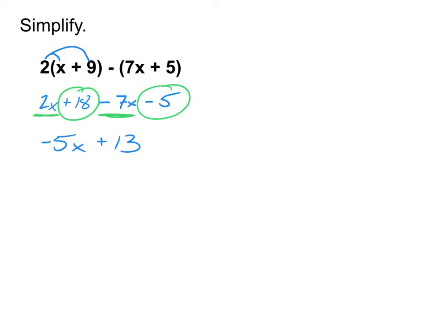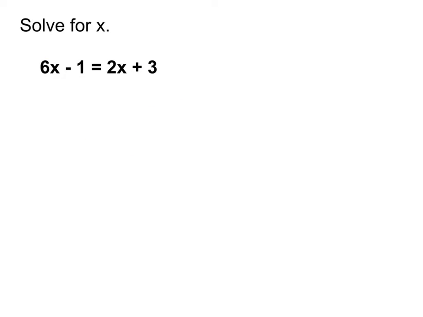Positive 13, so I write it as plus 13. And it's done. That's it. There's nothing else we can do to this one because we have a single x term and a single number term, and there's no parentheses left. That's what we're going for when simplifying. All right, next problem. Go ahead and write this one down, then we'll work it out together.